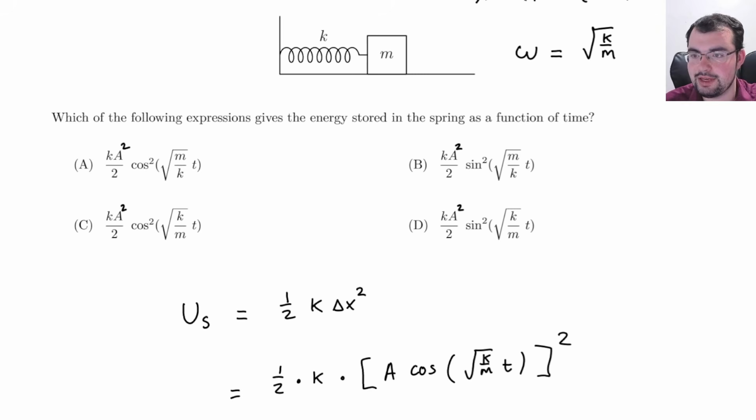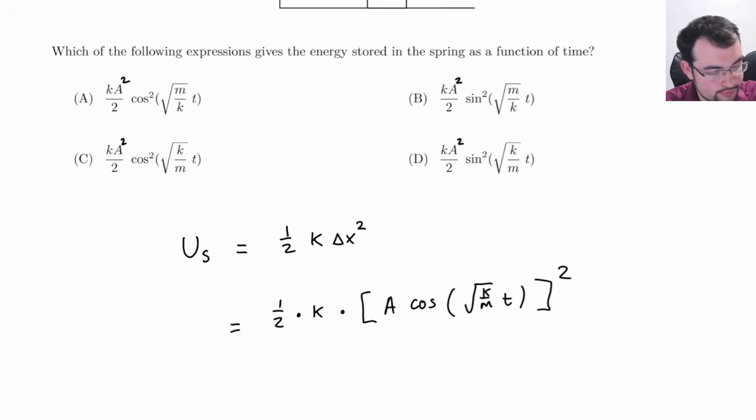And we can see we get answer choice C. And notice a lot of these just involve the simple flipping of the frequency or using the wrong trig function.